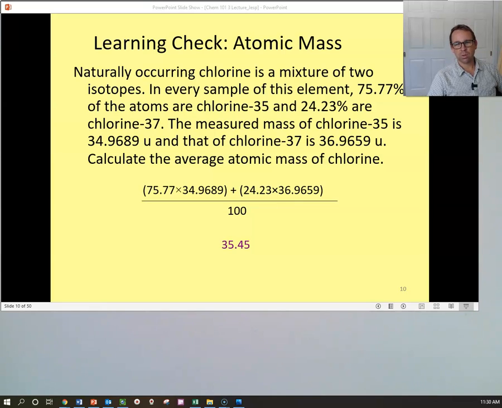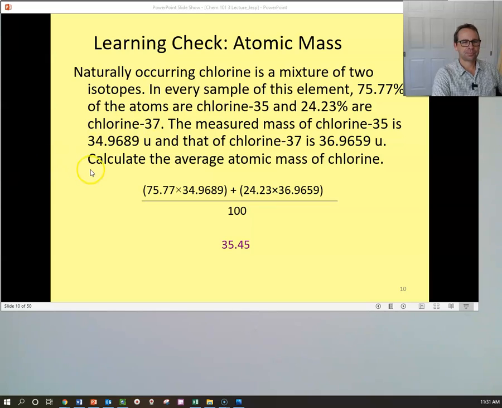Okay? So we got 75.77%. Clearly, you couldn't have drawn 75 times, or 100 times, and gotten 75.77. They had to draw 10,000 atoms out of there, and then found that 7,577 out of the 10,000 were chlorine 35, but then they express it as a percentage out of every 100, and that's how we get the fraction there.